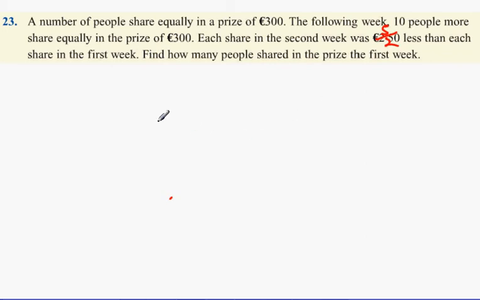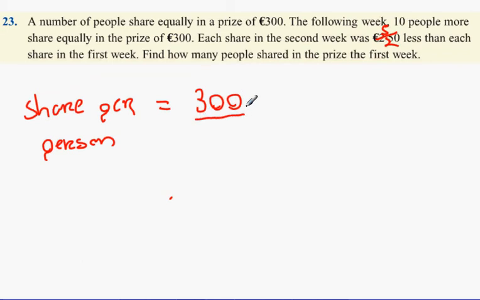Okay, so right now what you need to get is the share in the first week, the share per person. How do you calculate share per person? 300 over X. It's the prize of 300 divided by the number of people. The number of people is what we're looking to find out, therefore we're going to call X the number of people. That's week 1. And what about week 2?